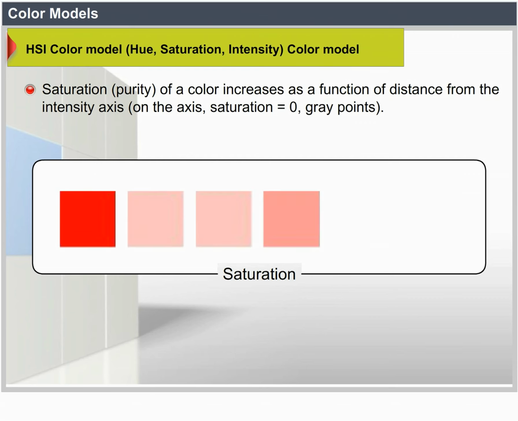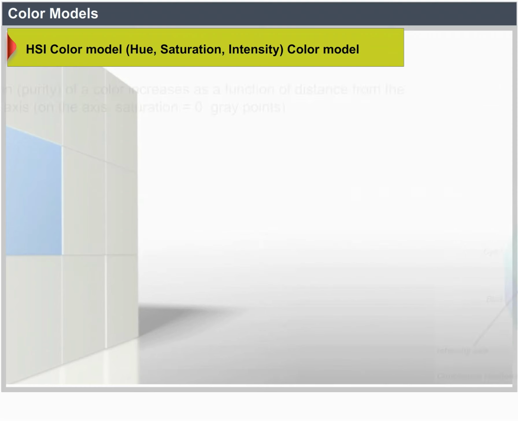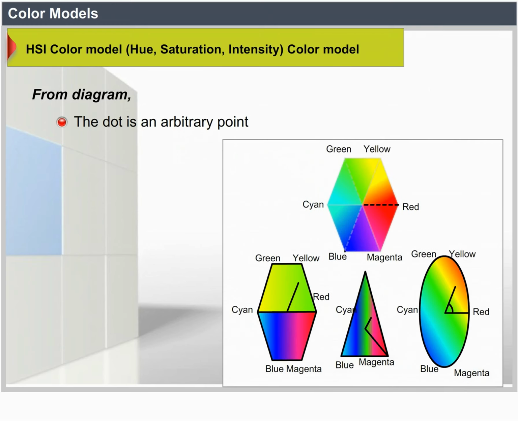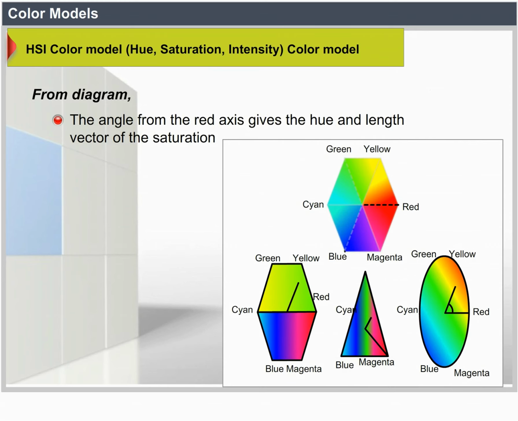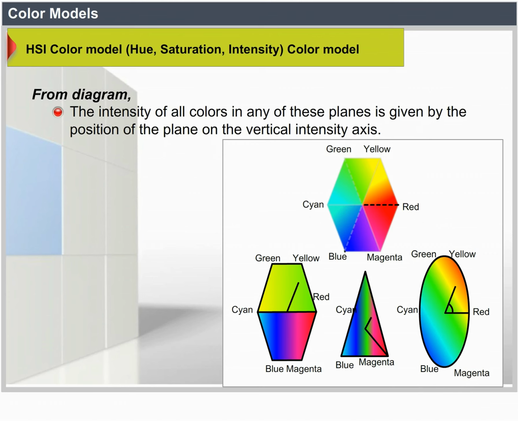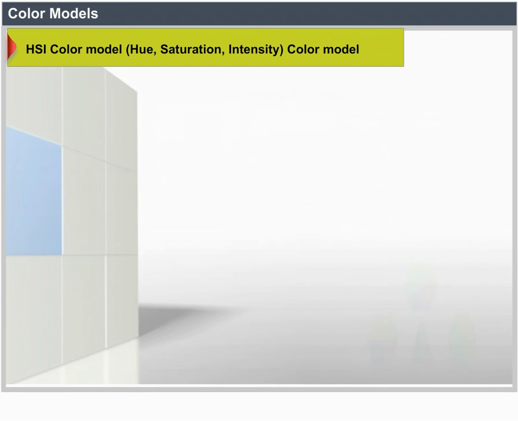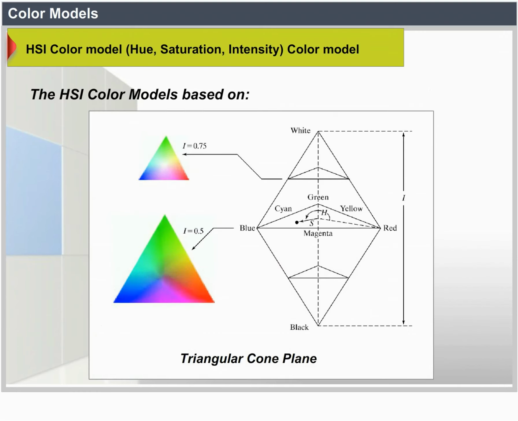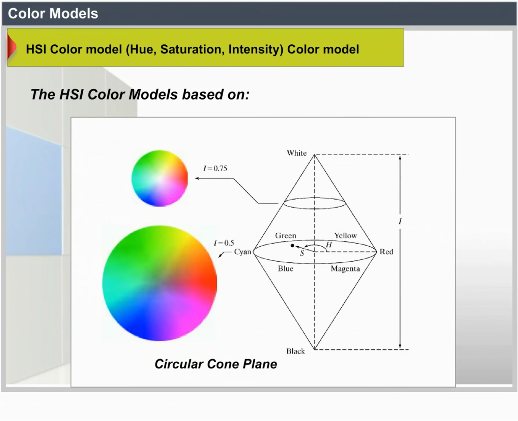The figure shows the conceptual relationship between RGB and HSI color models. This figure shows the hue and saturation in the HSI color model. From the diagram, the dot is an arbitrary point. The angle from the red axis gives the hue, and the length of the vector gives the saturation. The intensity of all colors in any of these planes is given by the position of the plane on the vertical intensity axis. The HSI color models are based on triangular color planes and circular color planes as shown on the screen.